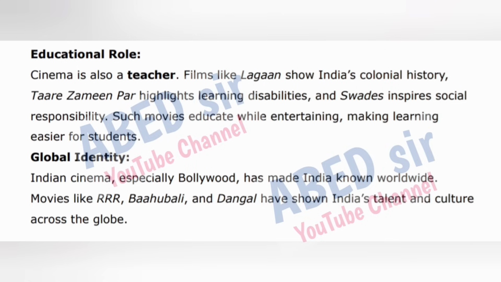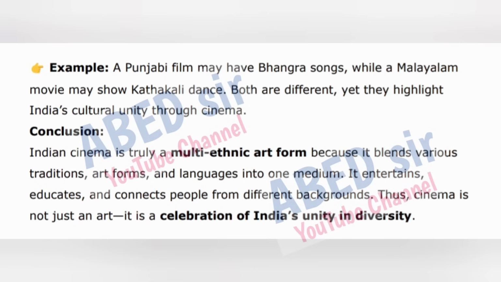Global identity. Indian cinema, especially Bollywood, has made India known worldwide. Movies like RRR, Bahubali, and Dangal have shown India's talent and culture across the globe. Example, a Punjabi film may have Bhangra songs, while a Malayalam movie may show Kathakali dance. Both are different, yet they highlight India's cultural unity through cinema.